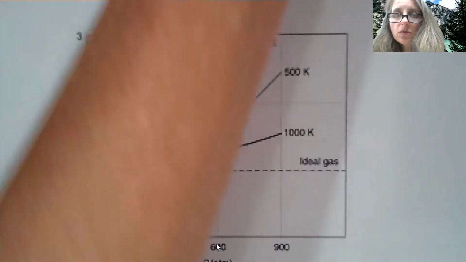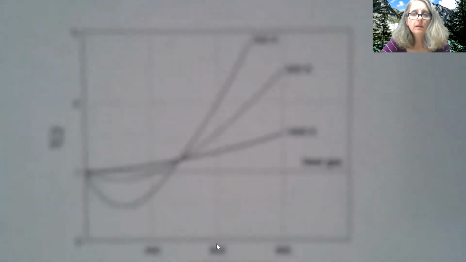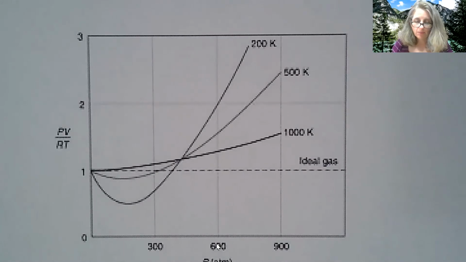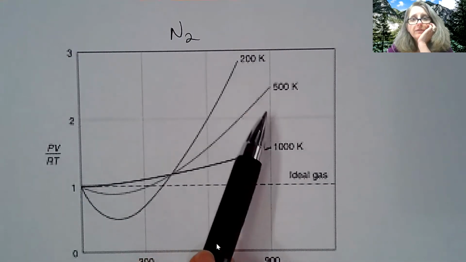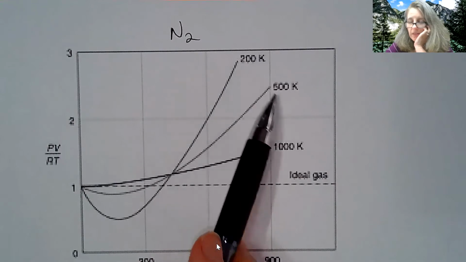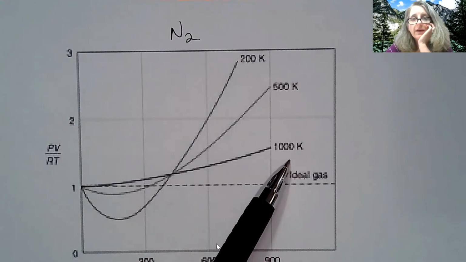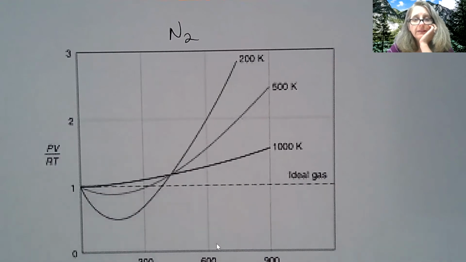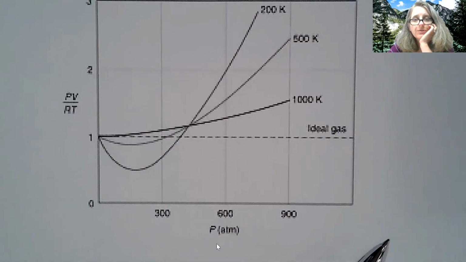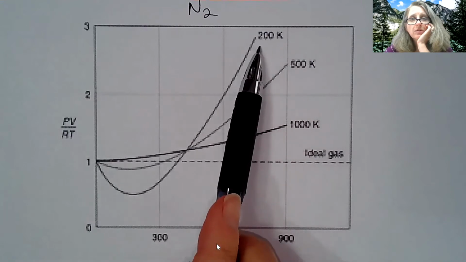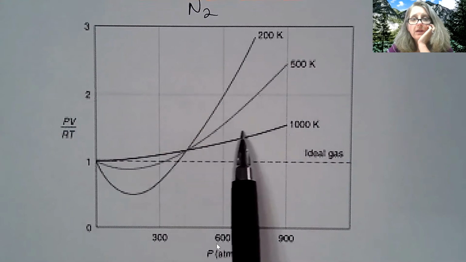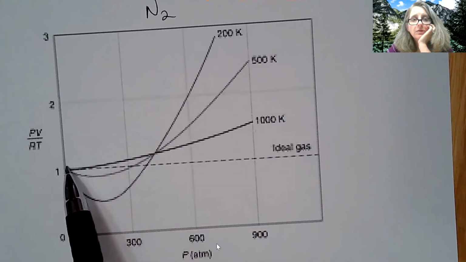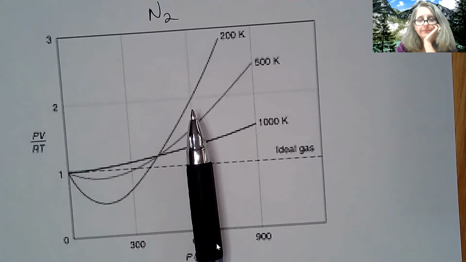So this one is trying to show a particular gas. So let's say it is nitrogen gas at 3 different temperatures. So this is 200 Kelvin, this is 500 Kelvin, this is 1000 Kelvin. And we have our line here, and we have different pressures in atmospheres. So what this is trying to show you at 200 Kelvin versus 500 versus 1000 Kelvin, the higher the temperature, the closer I'm getting to that one.